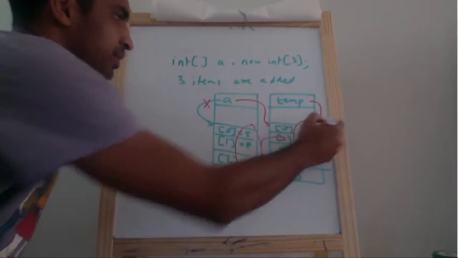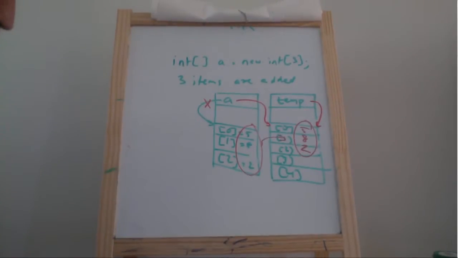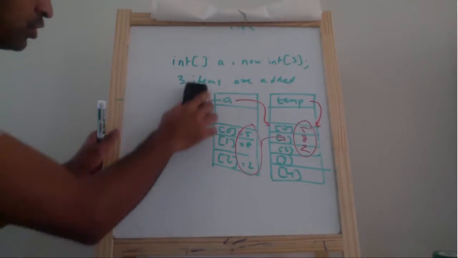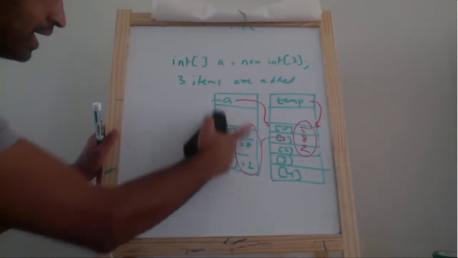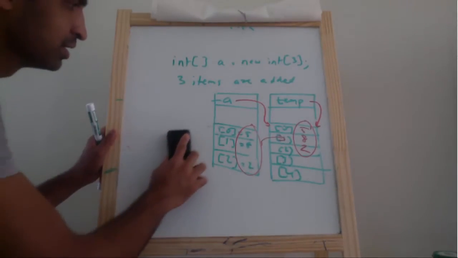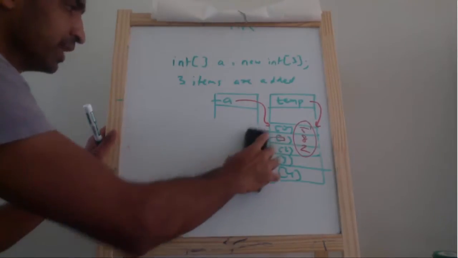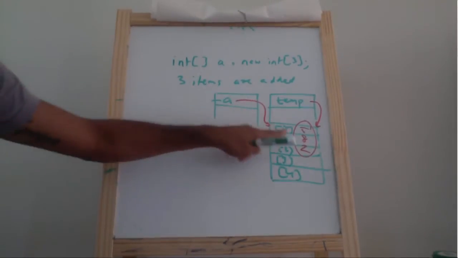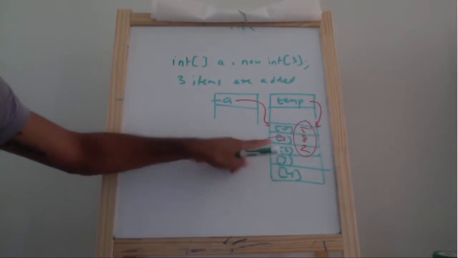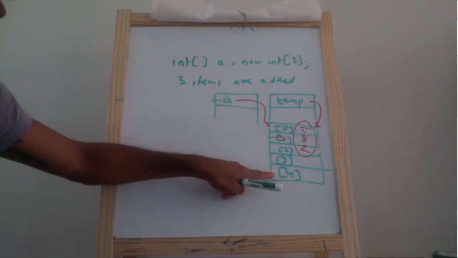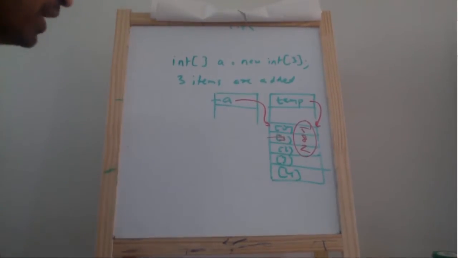So temp. What this means is that the old array that contained 3 items is no longer referenced, and any unreferenced object in Java is freed up. So the memory is free. A now refers to the bigger array, and you can see that you can successfully add a 4th item and a 5th item there. What happens if you want to add a 6th item?